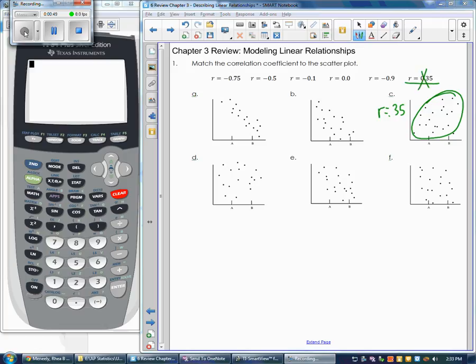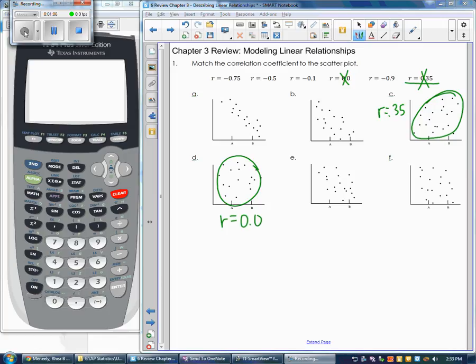The other one that I think will be easy to identify is the one that has a 0 as its correlation. And I think that's going to closely resemble the graph of letter D. So when I look at it, I can't really tell the direction that it's going. So that would be a correlation of 0. And then the rest are all negative associations.